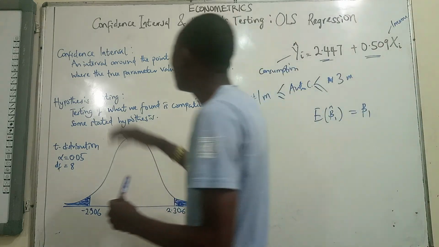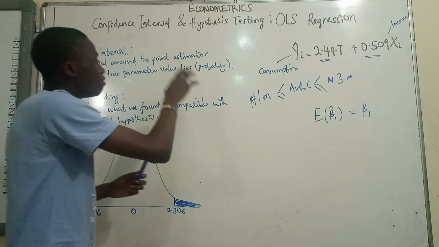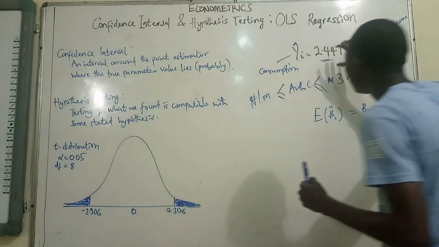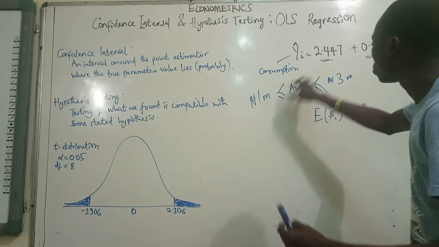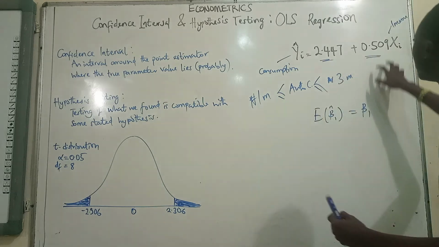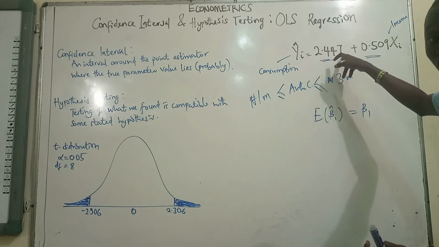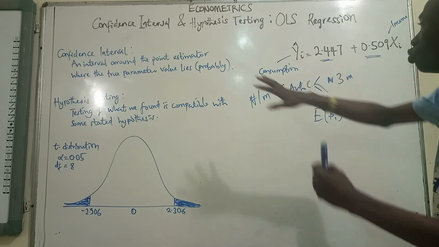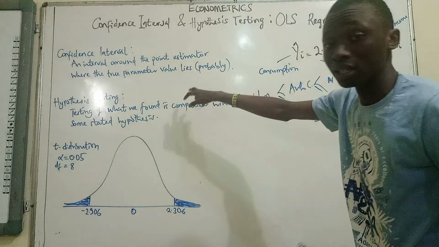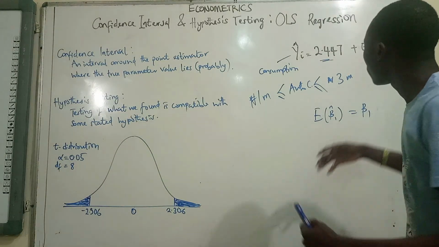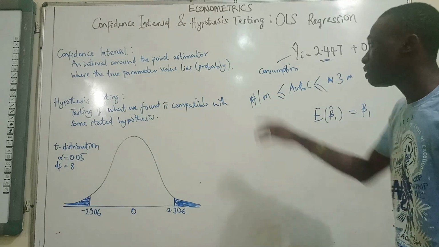That brings us to the confidence interval. It is an interval around the point estimator where the true parameter value lies. So rather than just giving point estimates, we could specify an interval and say we expect autonomous consumption to lie between this, and we expect marginal propensity to consume to lie between this. You see, this includes our actual estimate, 2.447. Most of the times, we expect that our true parameter value will lie in that interval. Let me come to that again.